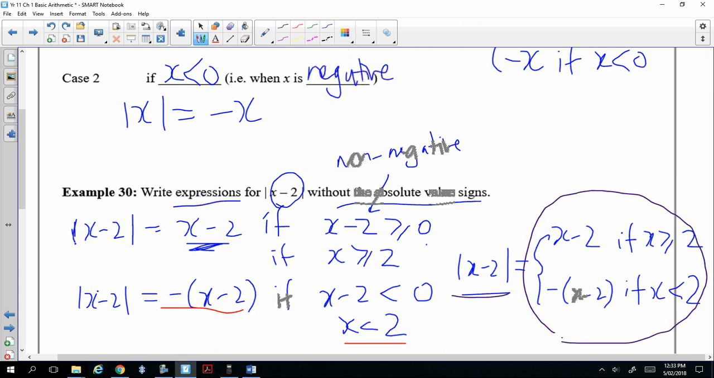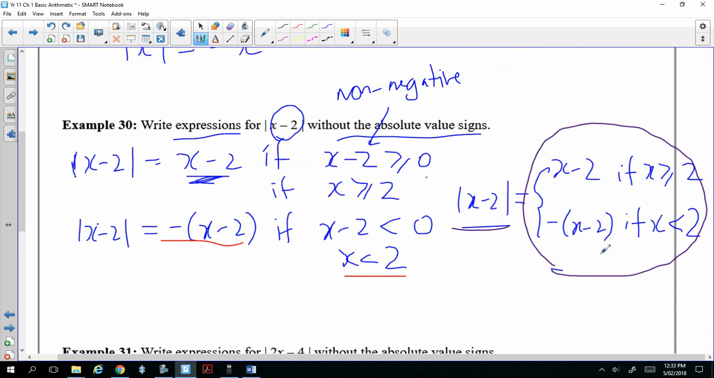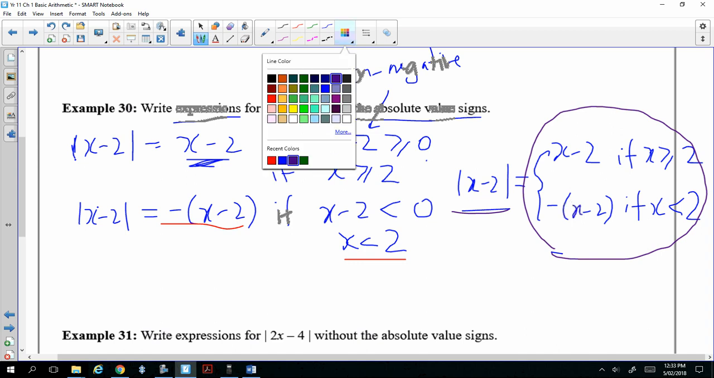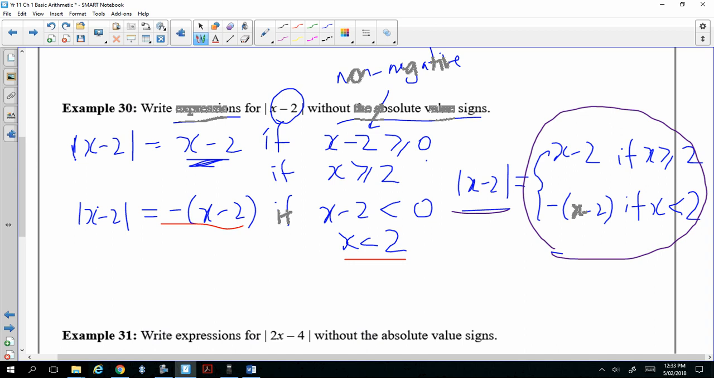So what you need to do, say, for example, if I want to substitute x equal to 3, I'll just substitute into the first option because 3 is bigger than 2, right? So write 3 minus 2 equal to 1. Or if I substitute x equal to 1, I use the second rule because when x is less than 2, I use the second. Negative 1 minus 2, that turns it into positive 1. Yeah? Okay. We'll do the next one.